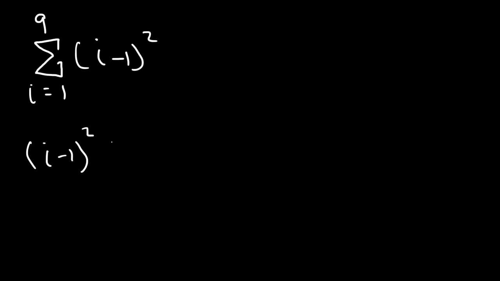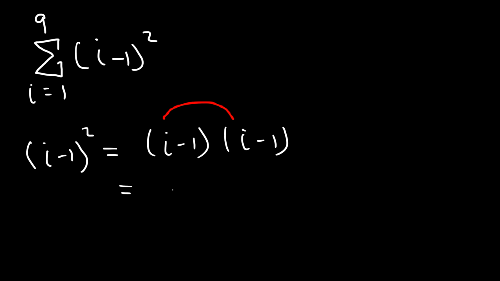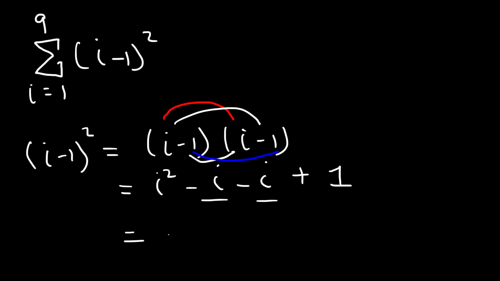Now let's work on one last problem. So let's say we have the sum of i minus 1 squared from 1 to 9. Go ahead and evaluate it. Now the first thing I would do is FOIL i minus 1 squared. So this is i minus 1 times i minus 1. And so i times i, that's going to be i squared. And then we have i times negative 1, so that's negative i. Negative 1 times i is also negative i. And then the last one is negative 1 times negative 1, which is positive 1. So now let's combine like terms. So this becomes i squared minus 2i plus 1.